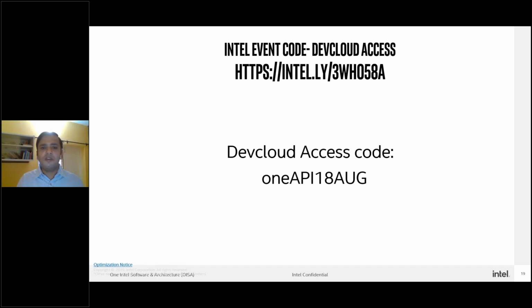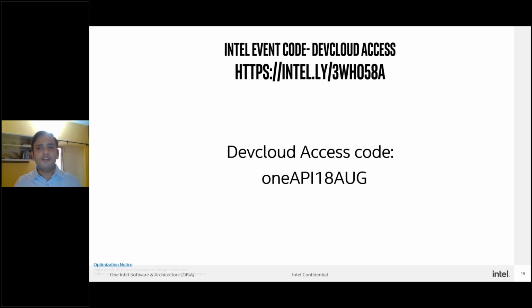Maybe Kavita, as I just flashed the file, if you can put this link in the chat window as well, that would be great. So please make sure that you click on this link and put in the DevCloud access code. It is "one" all small, "API" all caps, "18 AUG" caps. I repeat, "one" is all small, "API" is caps, 18 August, "AUG" again caps.